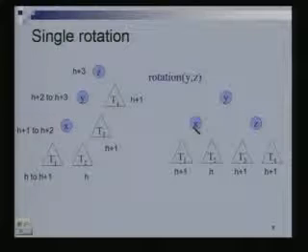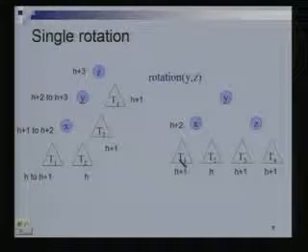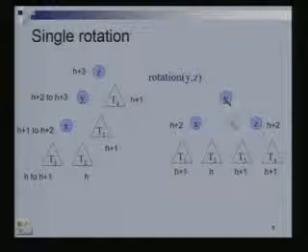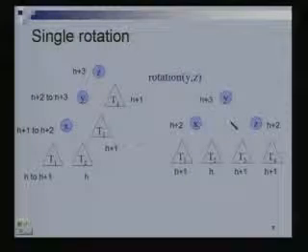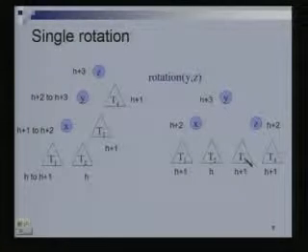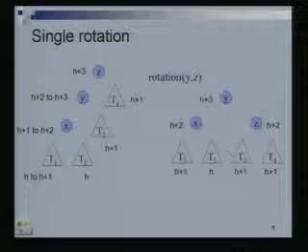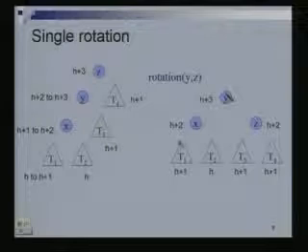Now let's see, what is the height of node x now? Because this is h plus 1, this is h. What is the height of node z? H plus 2. What is the height of node y? H plus 3. Is everything balanced now? This is balanced. There is only a difference of height of 1. This is balanced, no difference. This is balanced, no difference.